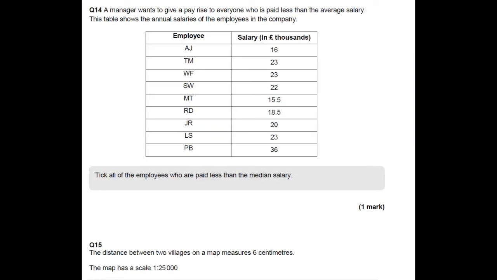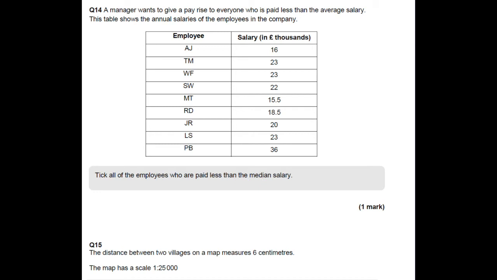Question 14. A manager wants to give a pay rise to everyone who is paid less than the average salary. This table shows the annual salaries of employees in the company. And this is the table. Tick all of the employees who are paid less than the median salary. So what we've got to do is find the median. So we need to sort these numbers starting with the lowest.